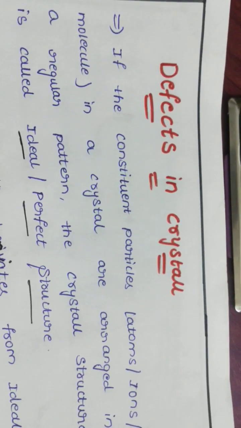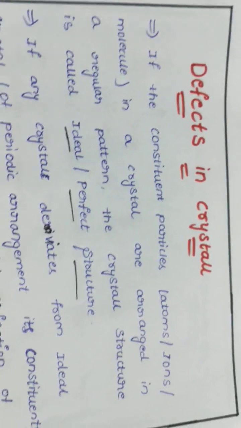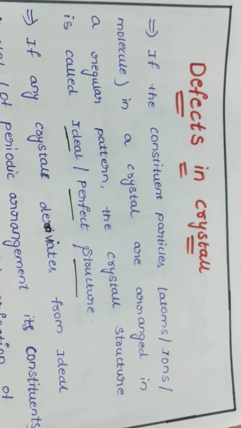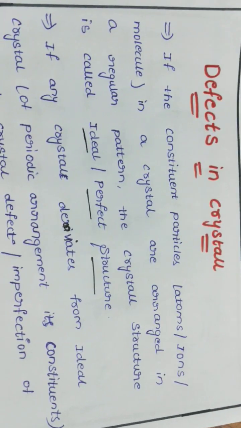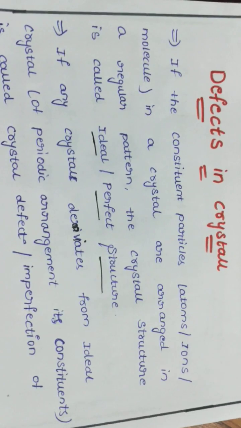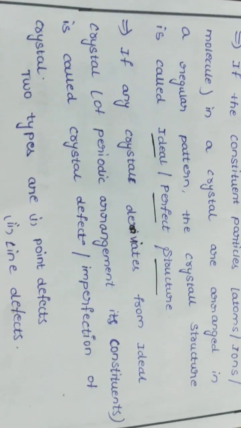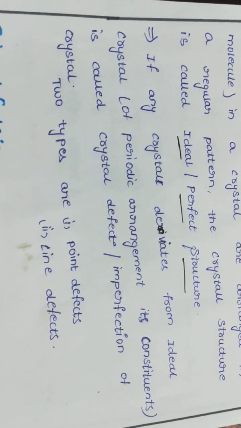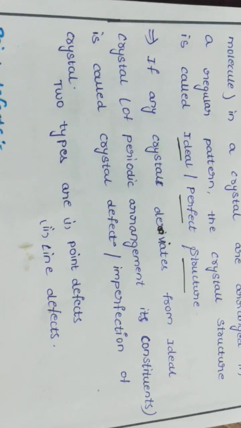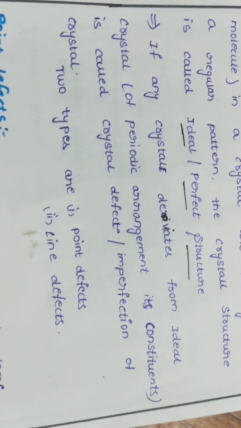Now I am going to explain the topic defects in crystals. If the constituent particles, atoms or ions or molecules in a crystal are arranged in a regular pattern, then the crystal is called an ideal or perfect structure. If any crystal deviates from the ideal crystal of periodic arrangement, its constituents are called crystal defects or imperfections of the crystal.